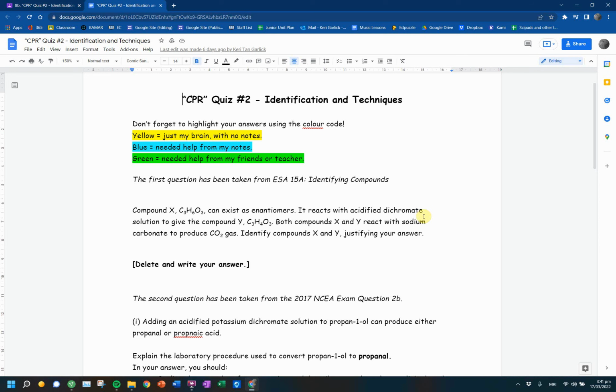All right, cool. The ESA question here on identifying compounds, I really, really like. The reason why is because it is very similar to what you're going to potentially get on the exam, which is we give you a molecule, and based off of the hints we give you, we need you to figure out what the compound is.